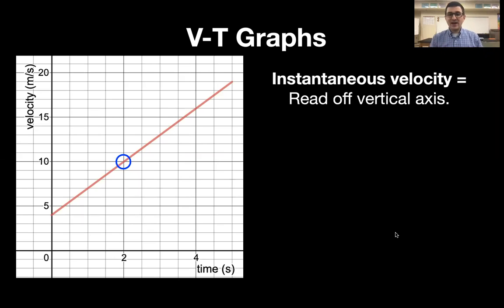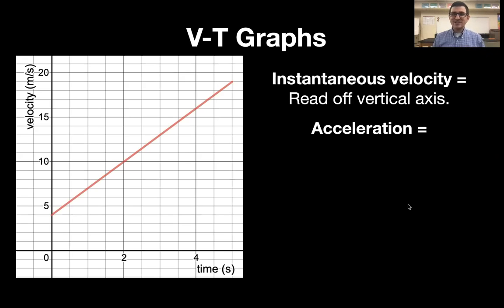The way that you would find that is you would just read it off the vertical axis at the appropriate time. So you find 2 seconds and then the velocity, because this is just graphing a bunch of instantaneous velocities at a bunch of different times. So at 2 seconds, the instantaneous velocity is 10 meters per second. That was pretty easy. What if I asked you to find the acceleration?